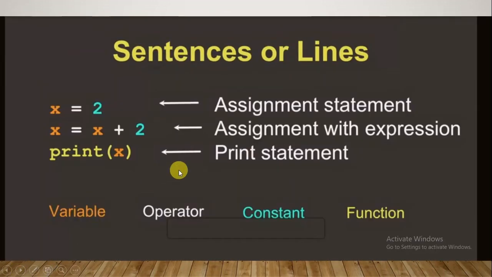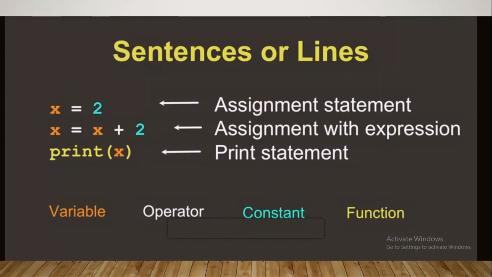The topic is sentences or lines. Here we talk a bit about lines in programming and assignment with variables, which we already discussed, so I'll just complete it in a while. Here, x is equal to 2 is an assignment statement, where we are assigning x the value 2. An assignment with expression is x is equal to x plus 2, where an expression uses the variable on both sides. So x is equal to x plus 2 is an assignment with expression.